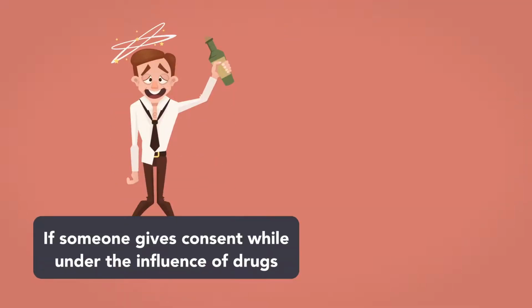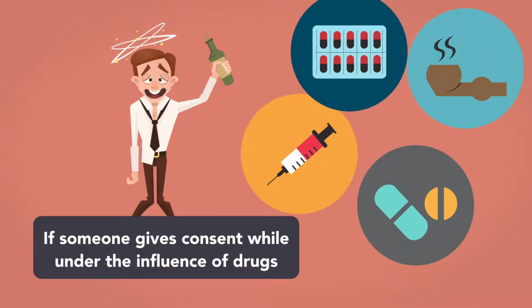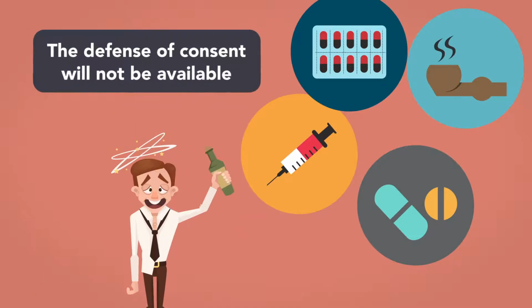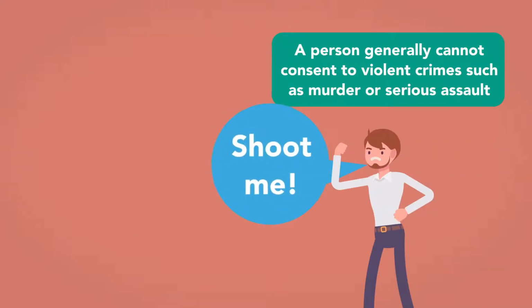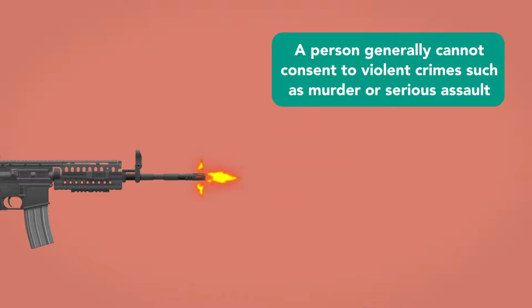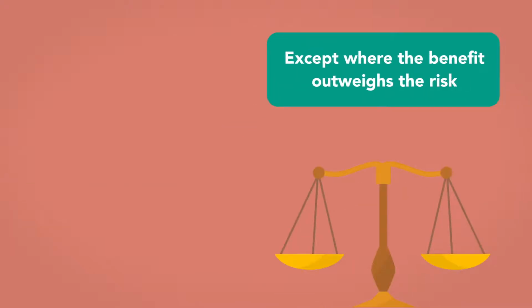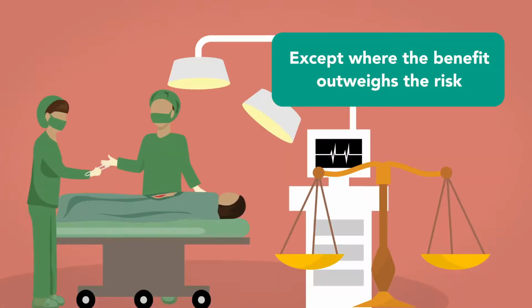The consent must be given intelligently and voluntarily. If someone gives consent while under the influence of drugs, and the actor knows that the person is unable to exercise a reasonable judgment, the defense of consent will not be available. For public policy reasons, a person generally cannot consent to violent crimes such as murder or serious assault likely to cause death or serious bodily injury, except where the benefit outweighs the risk, as in the case of life-saving but dangerous surgery.